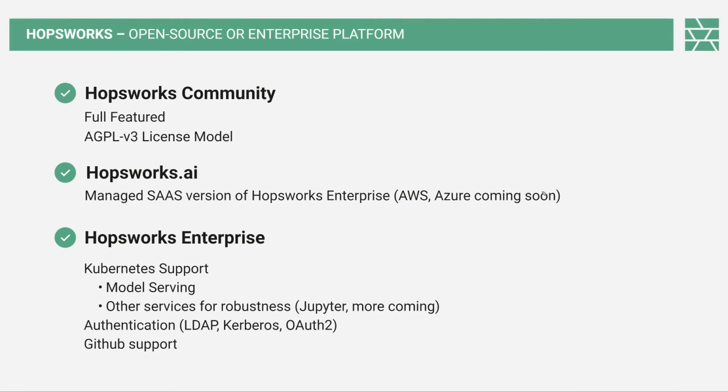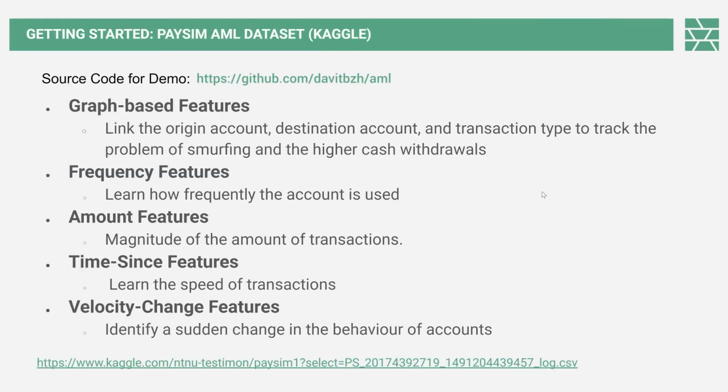So at this point, I'm going to hand over to David, and what David is going to do is walk through an example of how we can simulate an anti-money laundering data set. This is based on a Kaggle data set that's public out there. The source code for his demo is available at GitHub at the URL shown here. And he'll look through some of the features that you might want to generate from a data set like the PaySim AML data set.